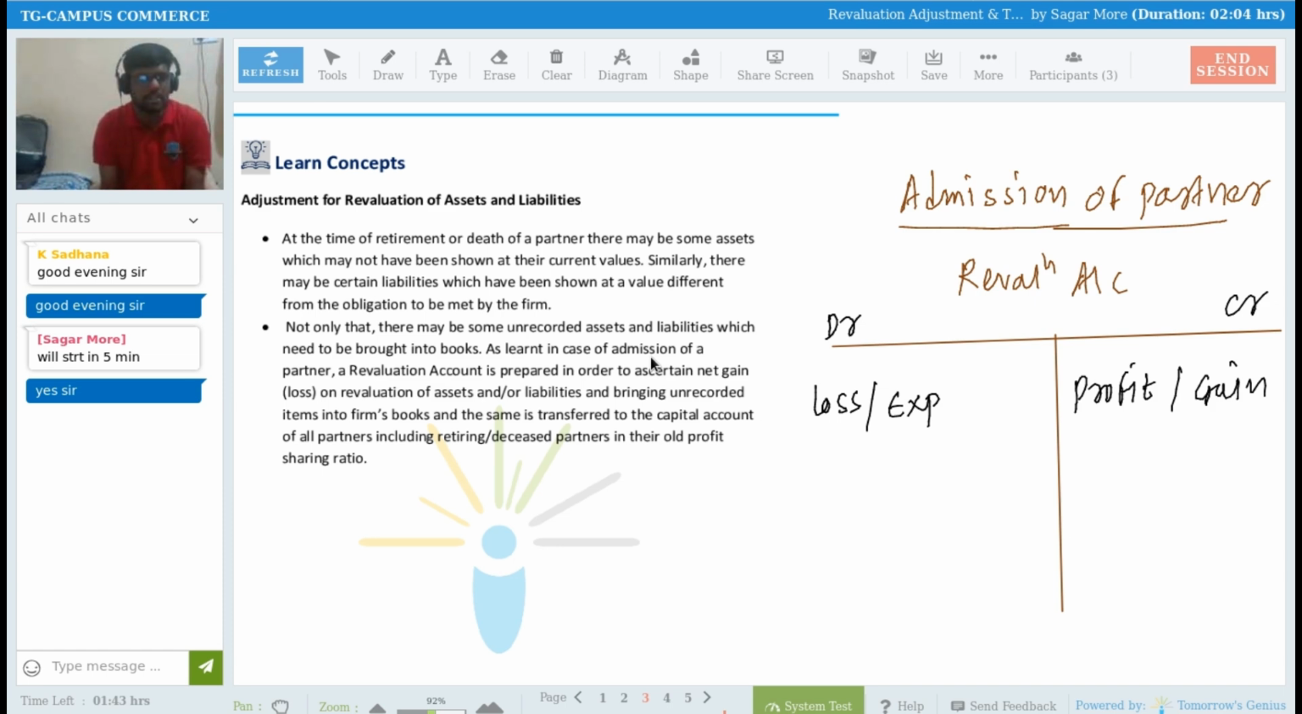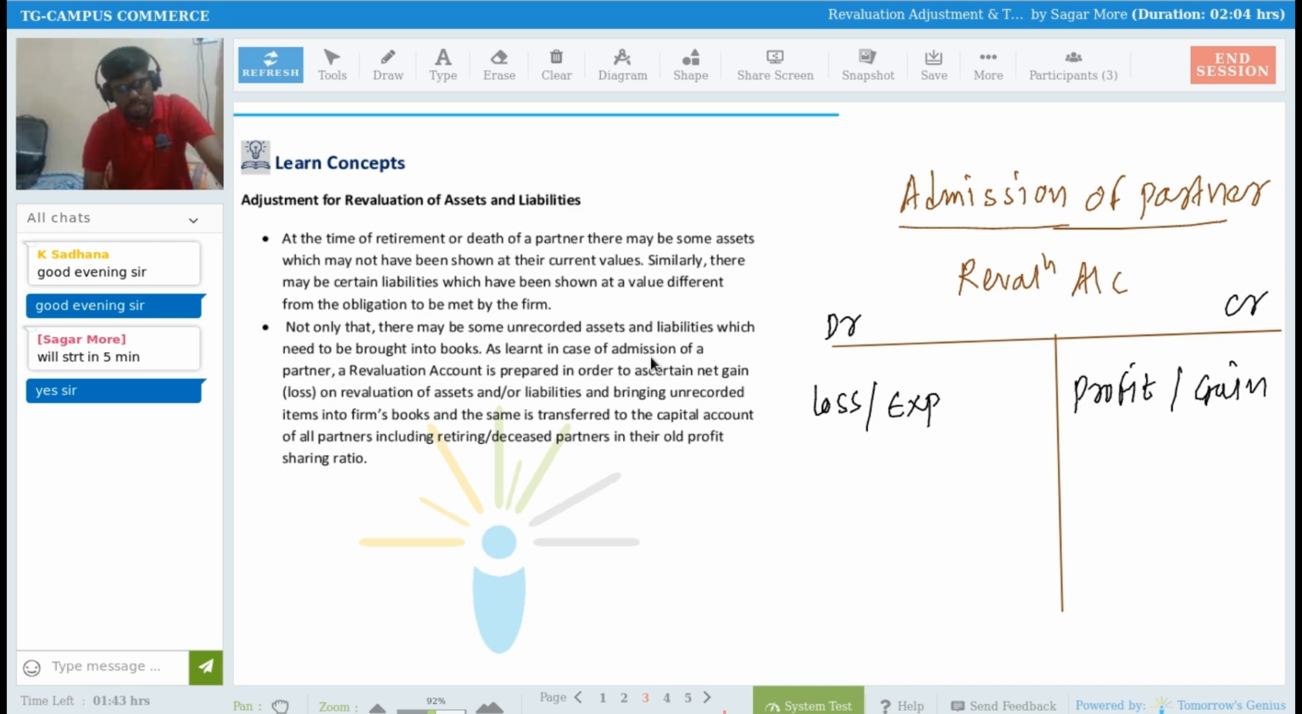Whenever there is admission of a partner, whenever there is a retirement of a partner, you have to calculate the current market value of your assets and liabilities on the occasion of retirement or on the occasion of admission of a partner, right? So today, if C partner is going out of the business, then because he is going out of the business, it is mandatory on your part that you have to calculate the true value of your assets and liabilities today, right?